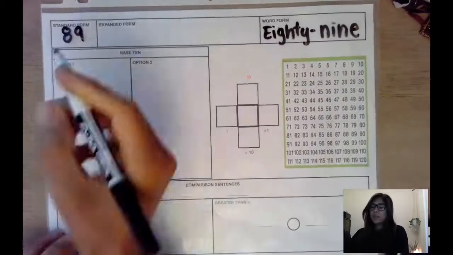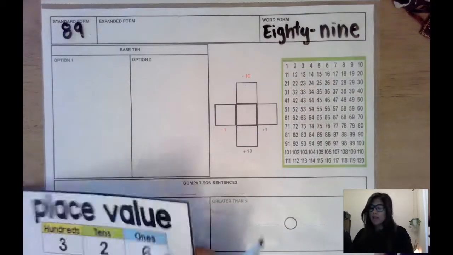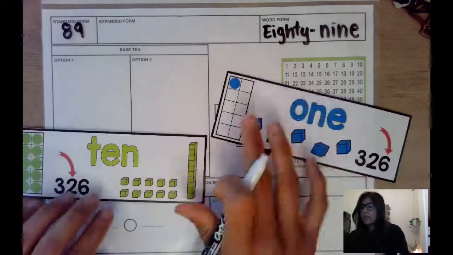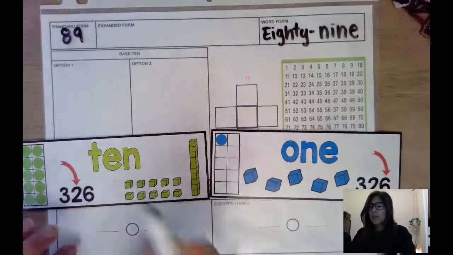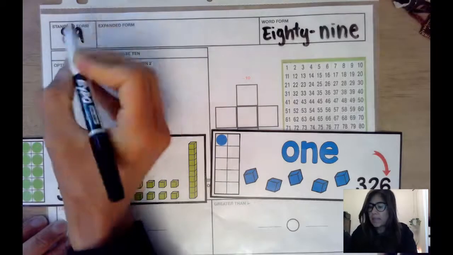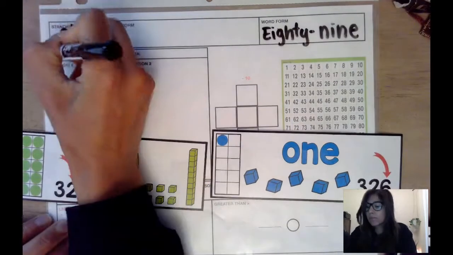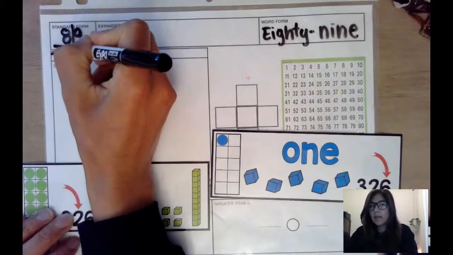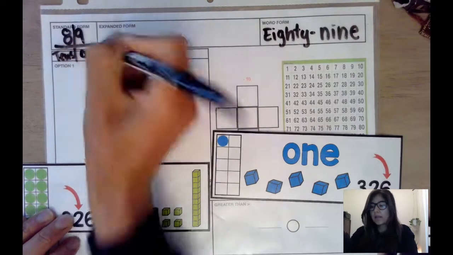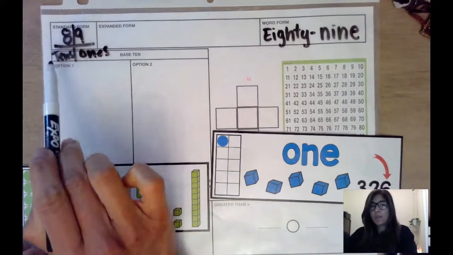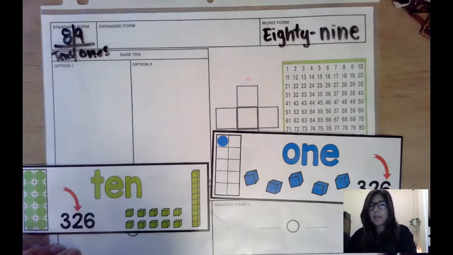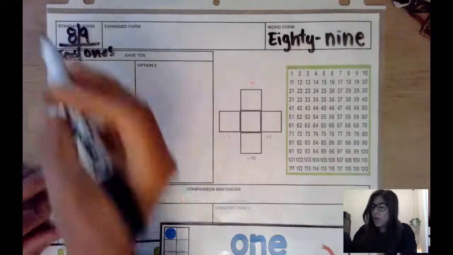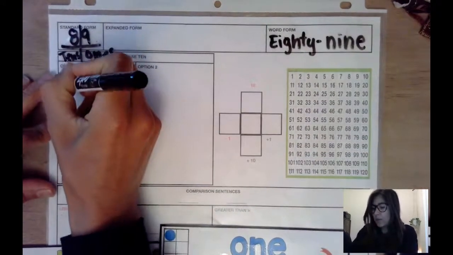Alright, so under option 1, I'm going to represent the number 89 using my place value. And the number 89, these digits tell me exactly how many tens and how many ones. Remember, what place value is the 8 in? Tens. And what about the 9? The 9 is in the ones place. Excellent. So this tells me that there are how many tens? 8 tens. And how many ones? 9 ones. Good job. Alright, so now it's time to draw it, represent it with option 1.